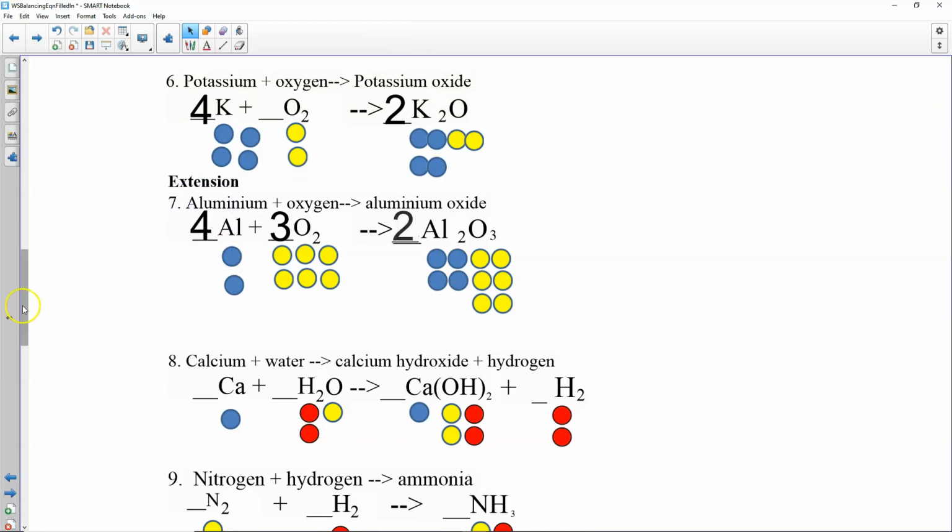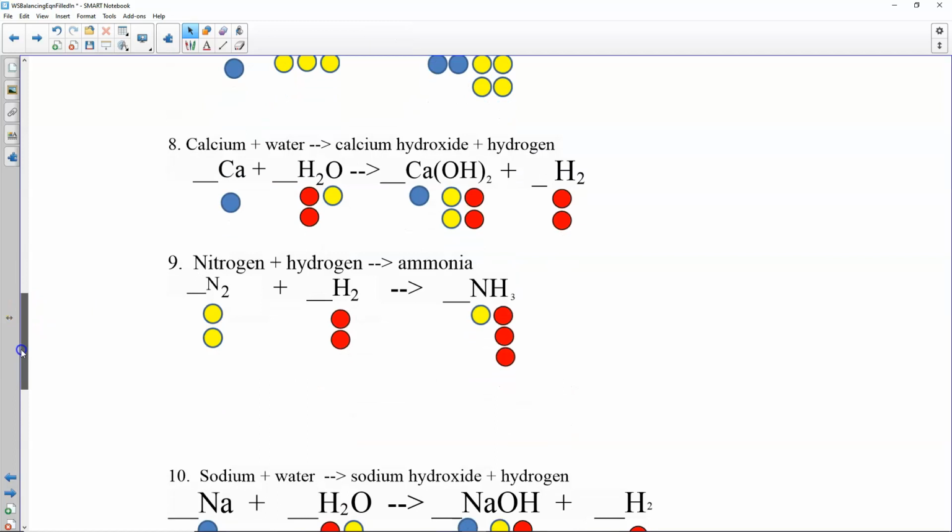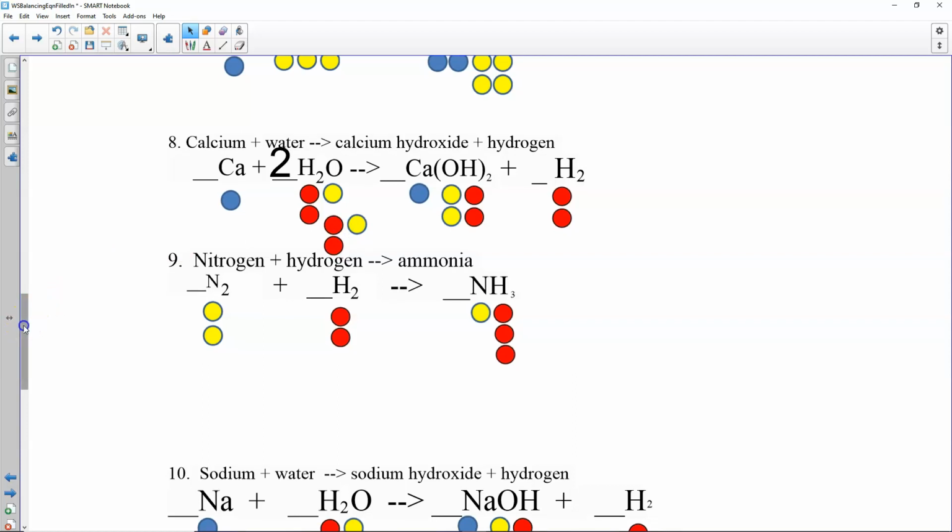The next one, calcium plus cold water. Hydrogen is the first thing which strikes me as not balanced, just looking at the coloured circles. So that means we'll need, and also the oxygen as well, so that means we'll need some more water on the left. Put a 2 there. Now that's balanced. Let's just move that slightly out of the way for ease of the next question.